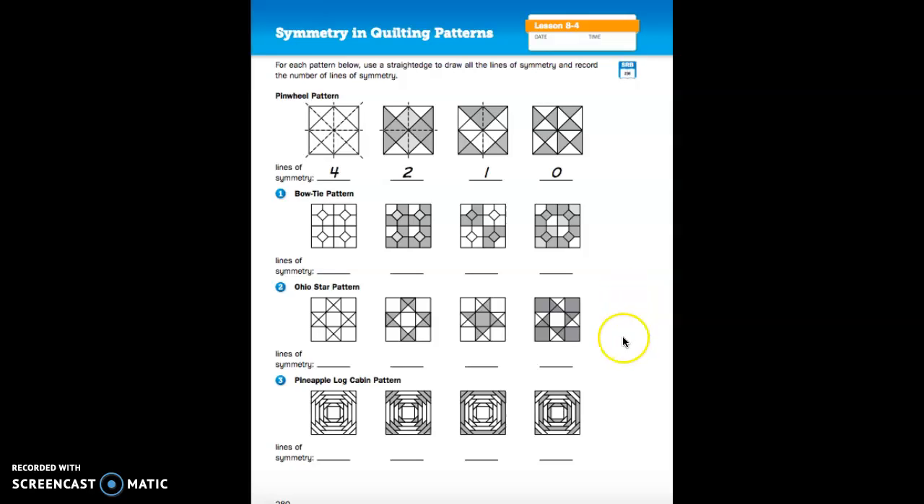You're noticing when I create a line of symmetry, will the pattern on this side of the square match exactly with the pattern on this side of the square? If so, your square will be symmetrical. If not, if the patterns don't match, then it will not be a line of symmetry.